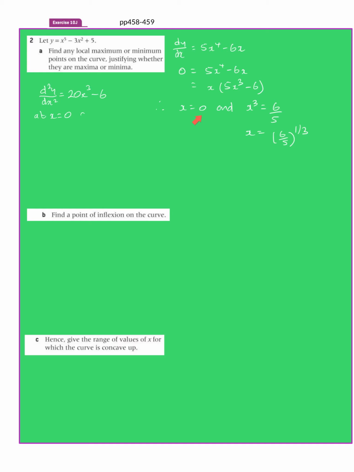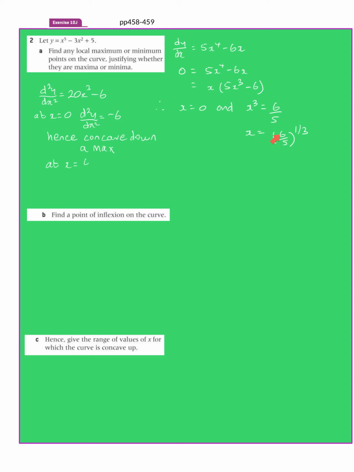We put in the first one, which was 0. And you can see that's going to be a negative number. When the second derivative is negative, it's concave down and it's a maximum. So that's concave down. That indicates it's a maximum at x equals 0.